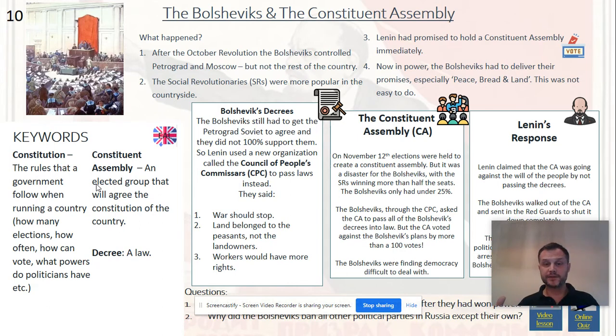And this is what the CPC say. They say the war should stop, land belonged to the peasants, not the landowners anymore, and that workers would have more rights. So these are the things he's trying to push through the CPC.